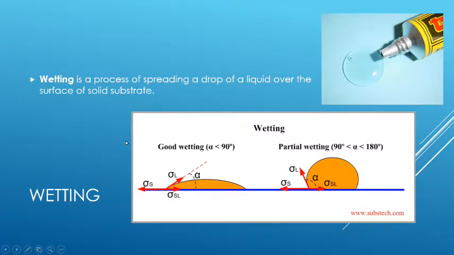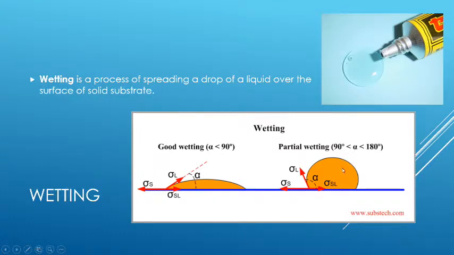Wetting. Wetting is a process of spreading a drop of liquid over the surface of a solid substrate. It's just like we are having glue here. If, let's say, we apply the glue in a nice strip like this, it will cause only partial wetting since there's nothing here. So we can conclude that this part cannot stick with another substrate.